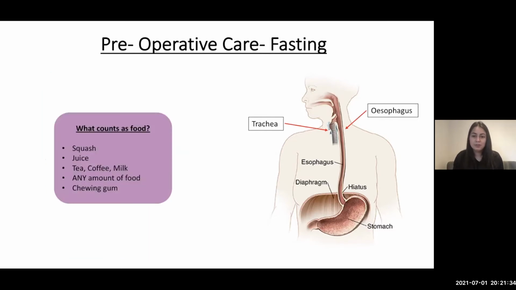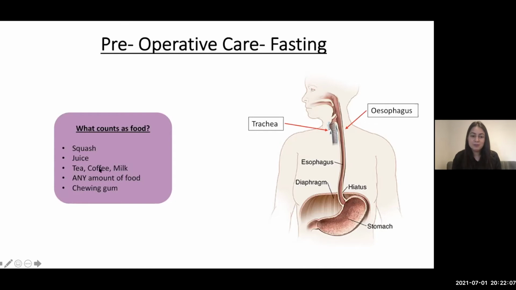What counts as food? Literally everything apart from plain water counts as food. So you cannot give someone squash, you can't give anyone juice, you can't give them tea, coffee, milk. You can't give them chewing gum. Chewing gum, the problem with it, even though you don't swallow it, it produces lots of juices in your stomach because your stomach thinks you're about to eat. So your stomach is still filled with gastric juices, which again, when you go to sleep with general anesthesia, can always track up and into the lungs, causing the aspiration pneumonia.